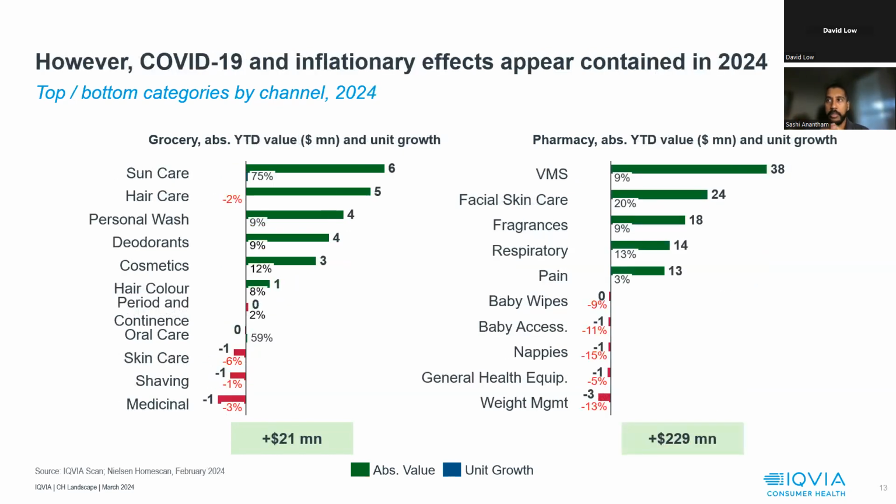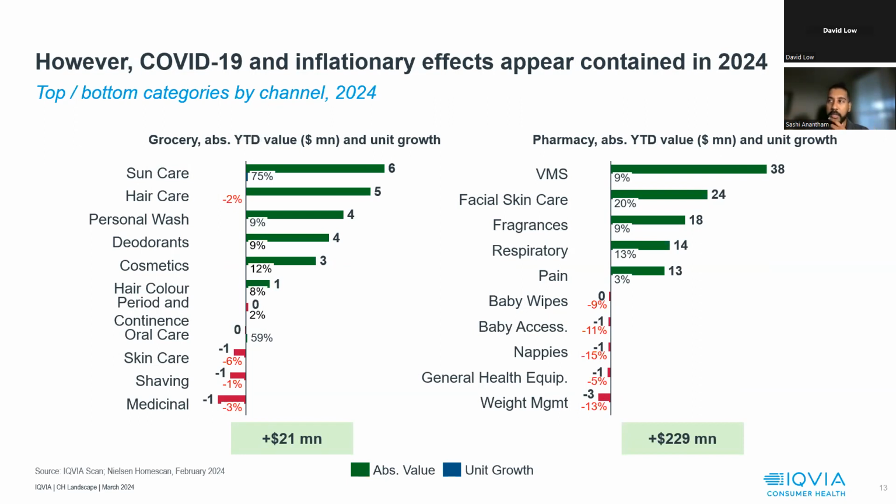Now, jumping to the year-to-date period in 2024, all the COVID-related issues have effectively been wiped out. If you look to the bottom of pharmacy, you don't really see rat tests anymore. General health equipment is still there, but pain is gone. Respiratory now is in positive territory at $14 million year-to-date growth, accompanied by 13% unit growth as well. So it's not just inflation, it is consumers coming back in, and all of that pandemic-based consumption has cycled out.